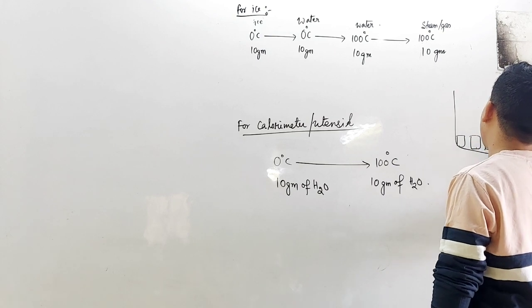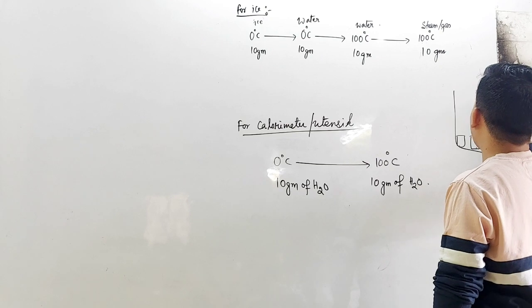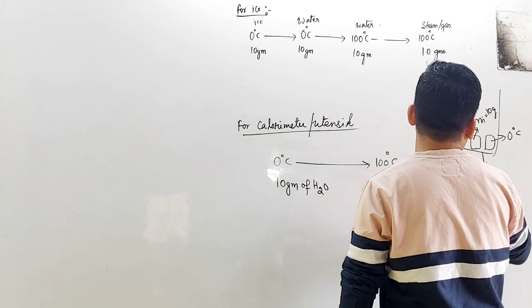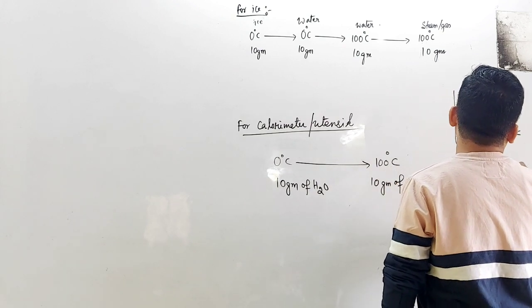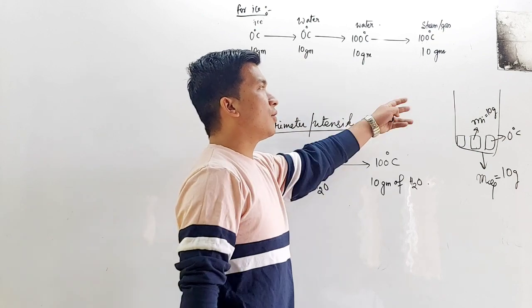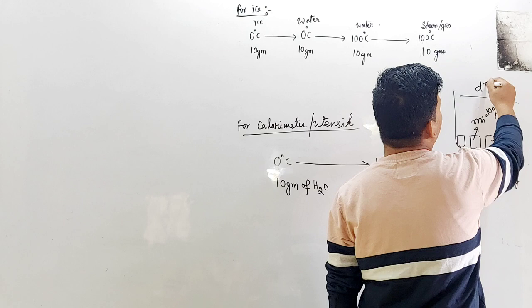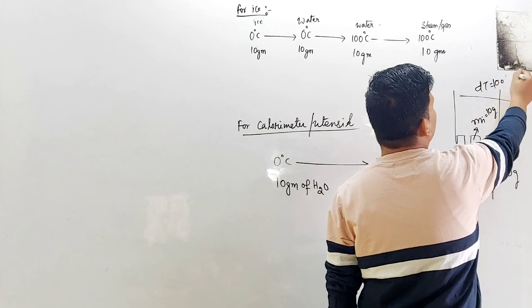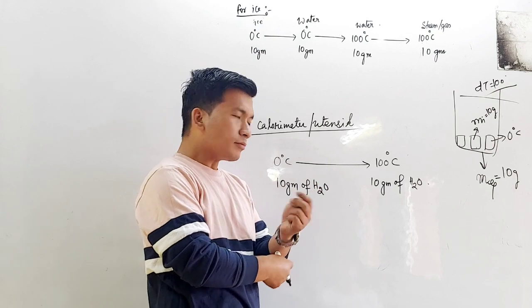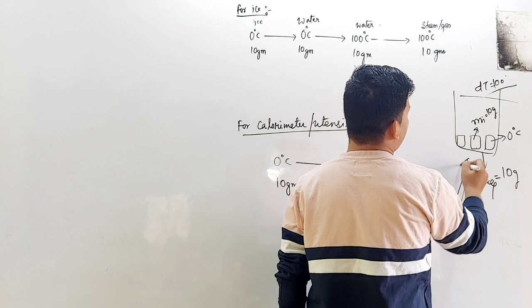In short, we have ice supply. Initially the ice was at 0 degree, and the mass of ice will be 10 gram, and the mass of water equivalent of the utensil is 10 gram, and this will still be at 0 degree Celsius. For the evaporation process, we require the temperature change up to DT equal to 100. We have to calculate the total heat that is to be supplied.